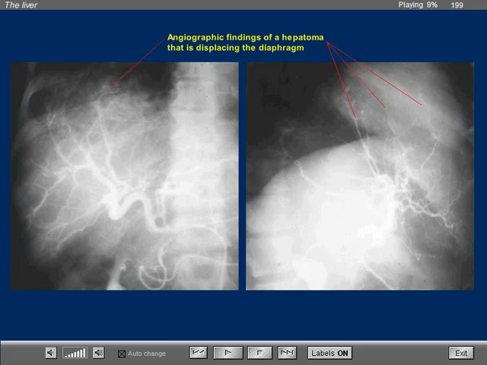Selective common hepatic arteriogram showed neovascularity at the level of this area, and in the lateral view to your right, you can see the neovascularity supplying a hepatoma of the liver. Hepatomas can be primary or secondary tumors of the liver. When located at the periphery of the liver, they can produce a focal bulging of the diaphragm.